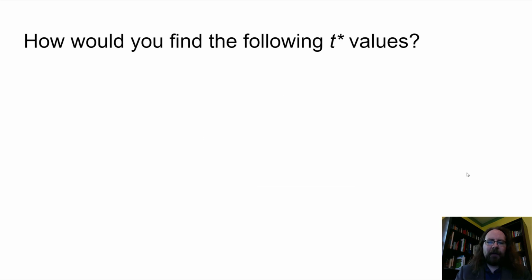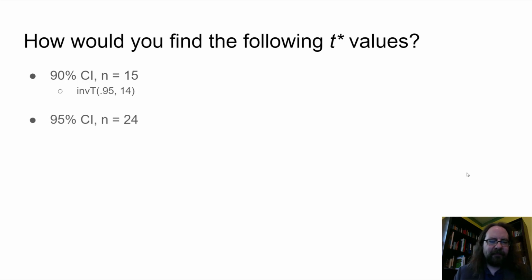So as some practice, let's think about how we would use the calculator to find the following critical t values. What if you had a 90% confidence interval for a sample size of 15? Well, we would use our inverse t. Our area would be halfway between the 90% and 100, which is 0.95. And our degrees of freedom would be 14, one less than the sample size.